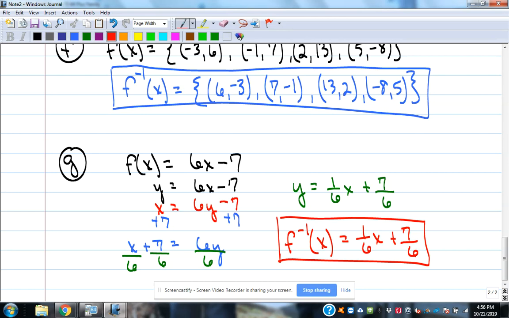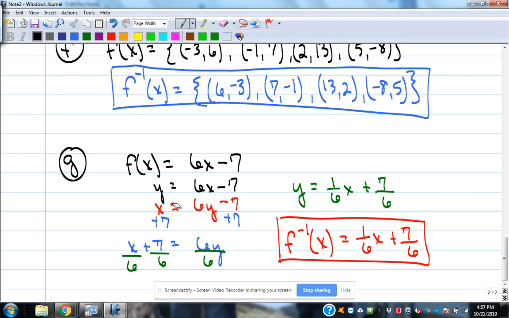Okay. Are there any restrictions on this domain? No. No x's in the denominator, no square roots there. So no restrictions on either the original or the inverse function on that one. But again, that's the process. You're going to swap x and y, get y by itself again.